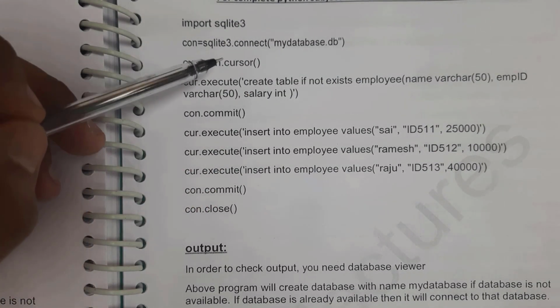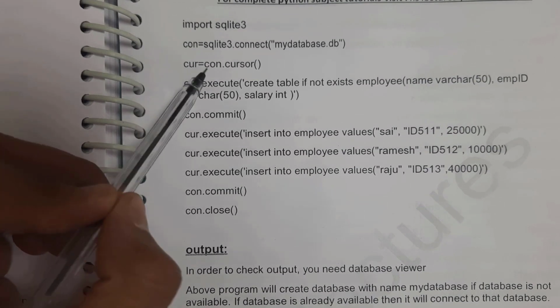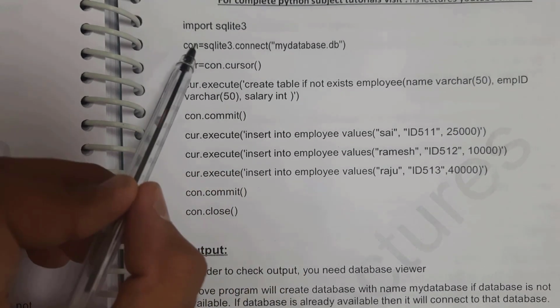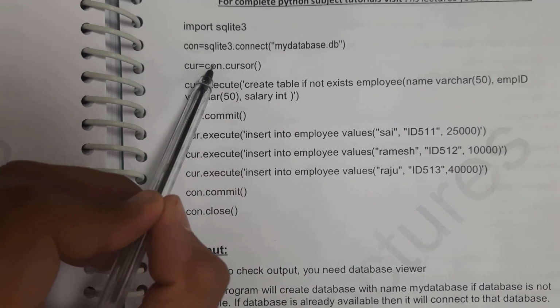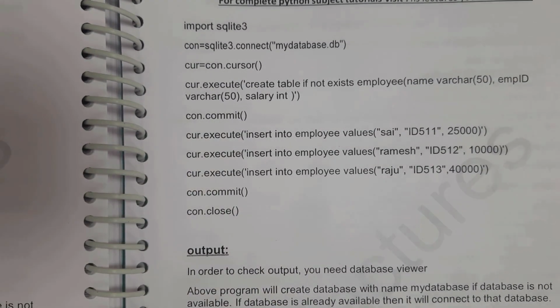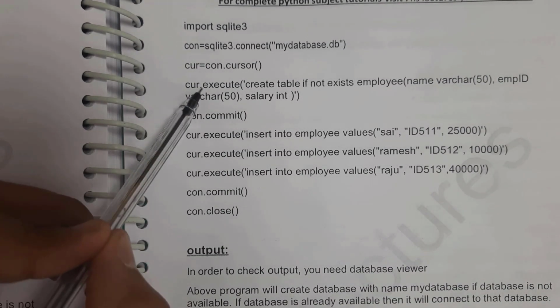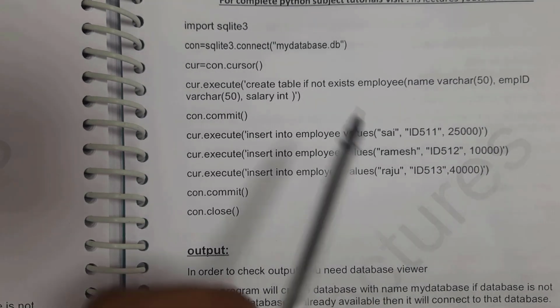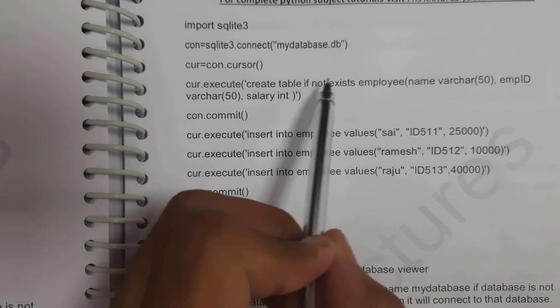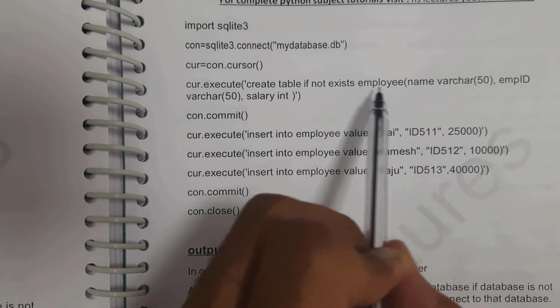And next take cursor object. So just write here cur equal to, my database is present in variable con, so just write here con.cursor. Definitely we need to write cursor method. After writing cursor method, I want to create employee table. So just write here cur, that is cursor.execute. Here you need to write query, that is create table if not exists, table name is employee.